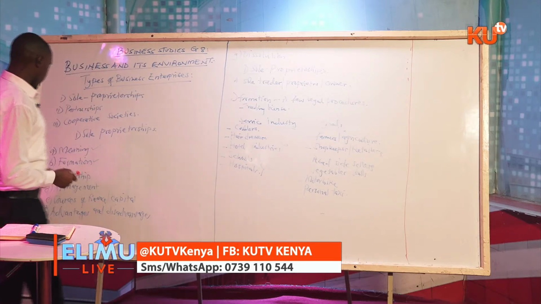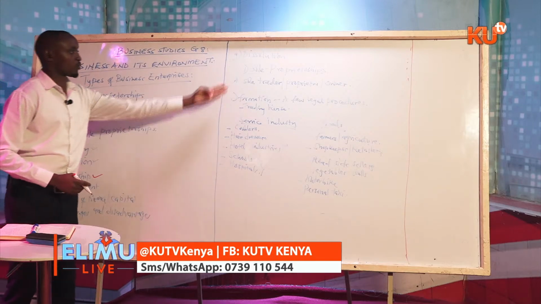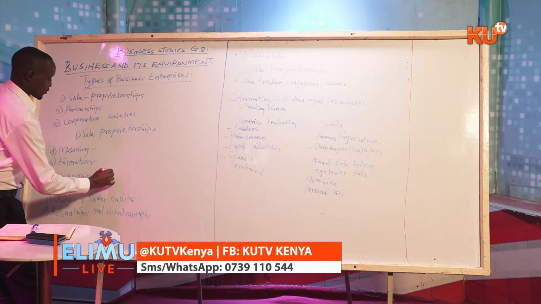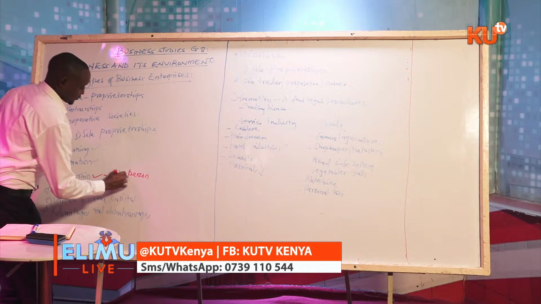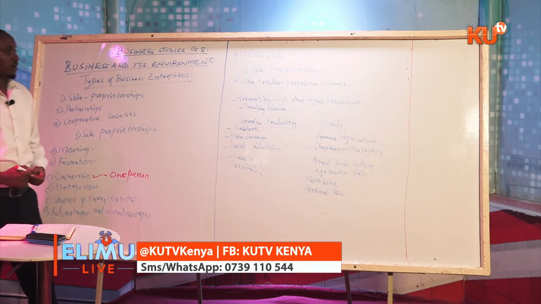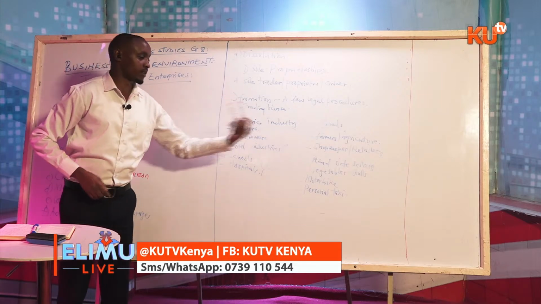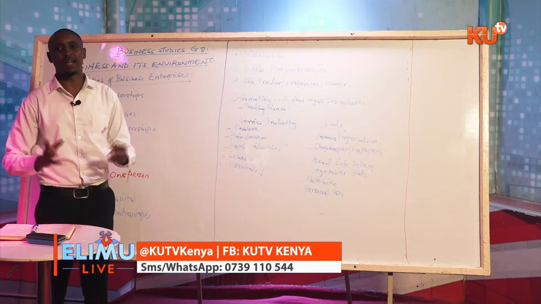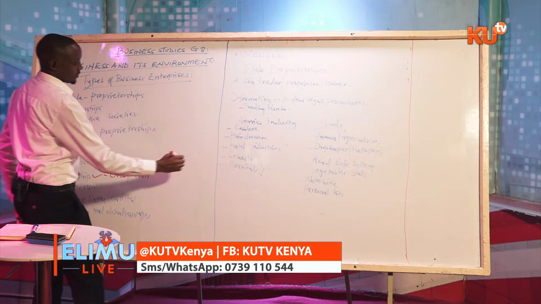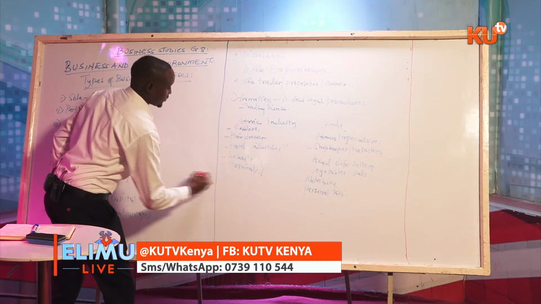Number two, we look at the ownership. We said these sole proprietorships are owned by one person. And this one person is the one who is supposed to run the business. But in case this person is using the sole proprietorship as a side hustle, they may hire somebody to run the business for them.